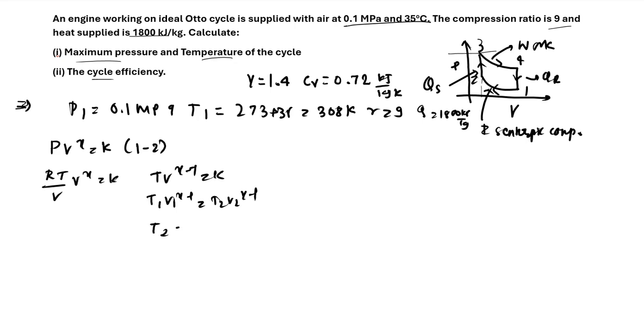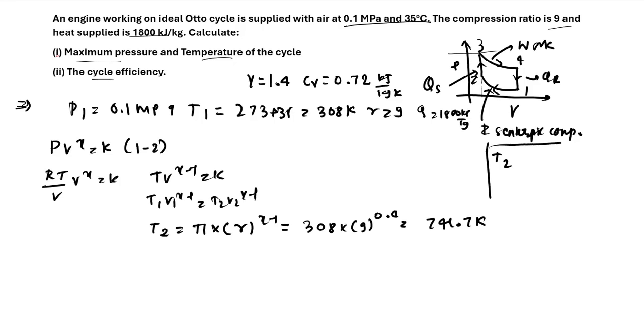So you can easily calculate T2 from T1 into V1 by V2, which will become the compression ratio, because V1 is the volume before the compression, and V2 is the volume after the compression. So it will be the compression ratio. So it comes out to be T1, which is 308, into r, which is 9, to the power 0.4. It should come out to be 741.7 Kelvin. Let us just type it here. So T2 is 741.7 Kelvin.